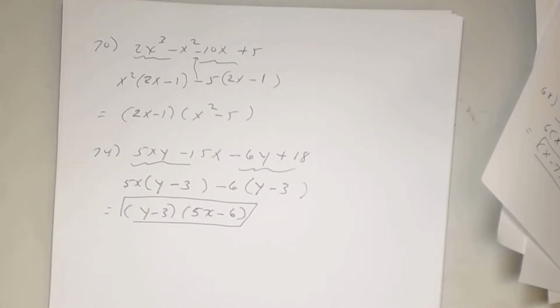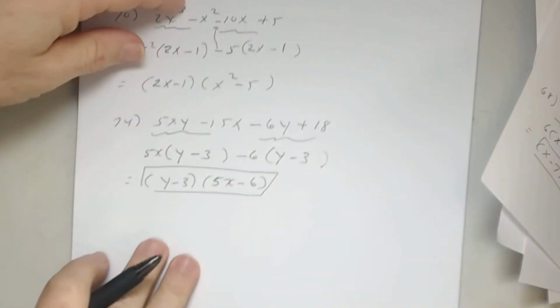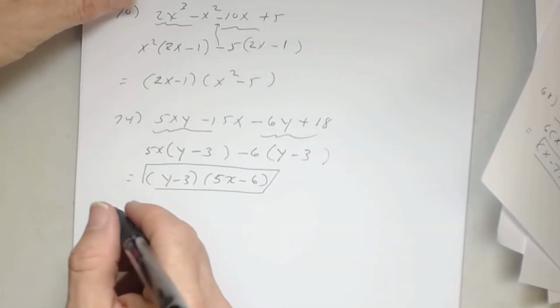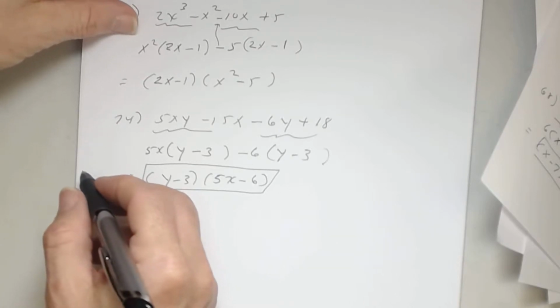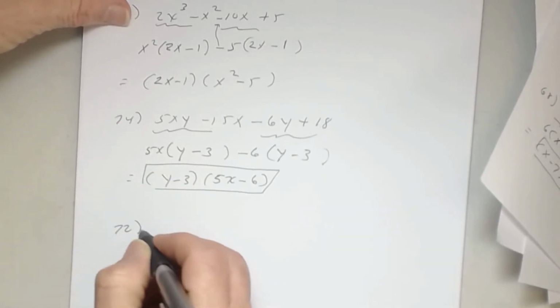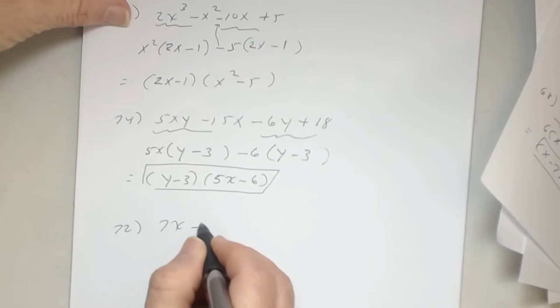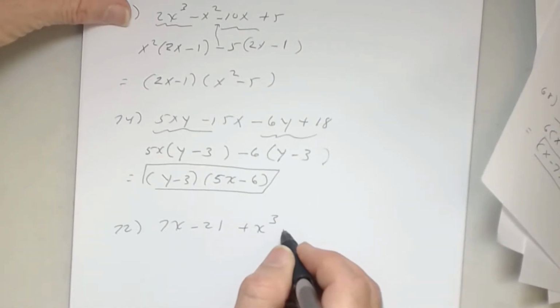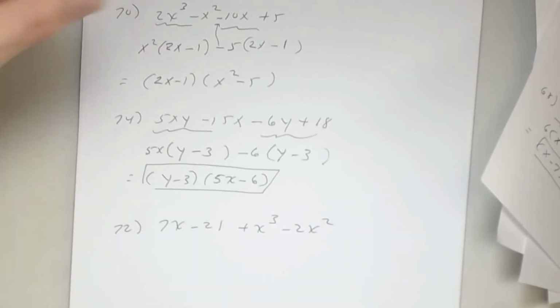Okay. It is possible in my math lab to have something like this. I don't have it on this particular worksheet though. But look at 72. You have 7x minus 21 plus x cubed minus 2x squared. That's going to be a little bit more challenging because remember what I said.